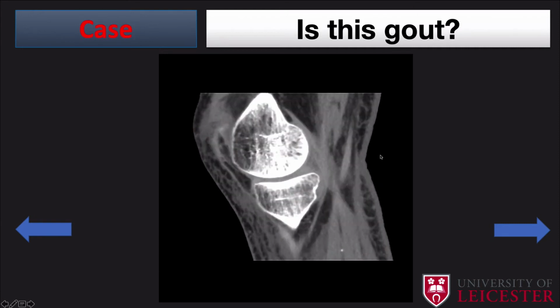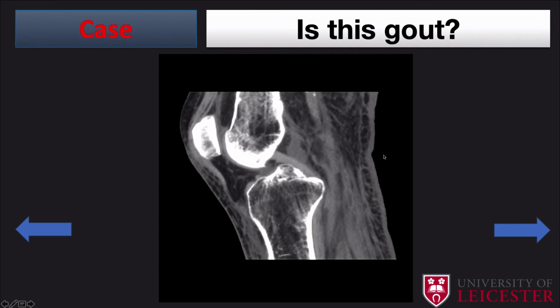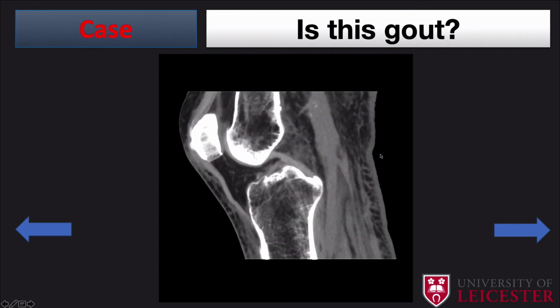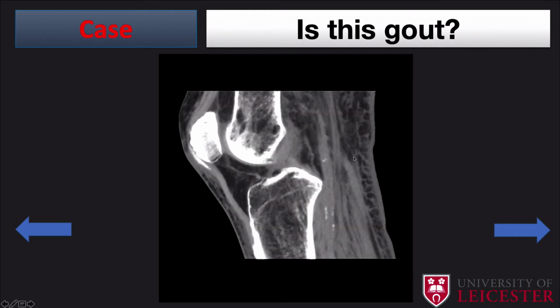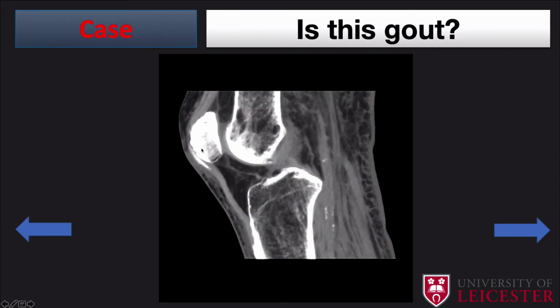And I'm going to quickly flick through this because I know CT can obviously be a bit complex, and it's not something that you're going to come across a lot and be primarily reporting, but it's always worth having a look at the CTs that patients get. This patient had this deposition just here, on the inferior pole of the patella within the prepatellar region, and it looks like it's the same density as bone.